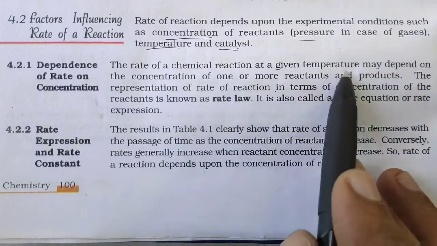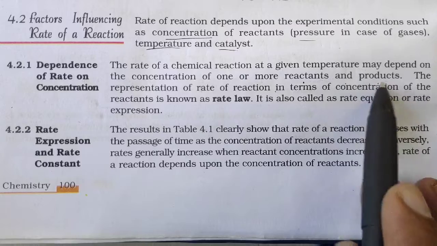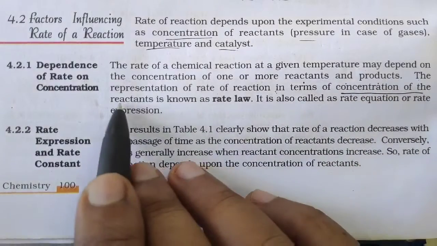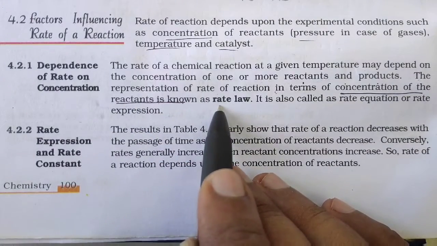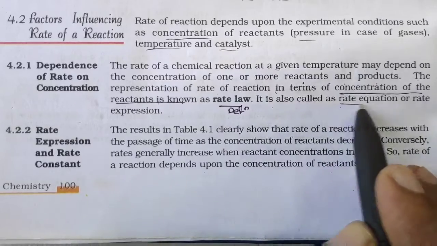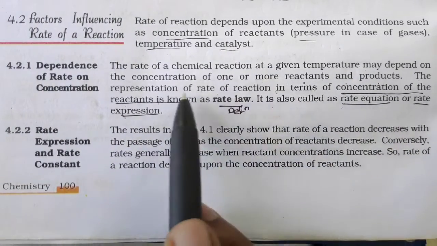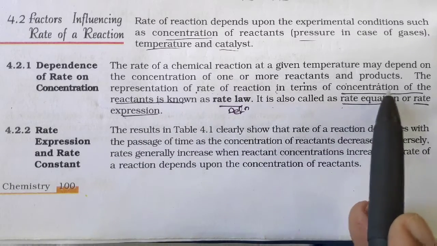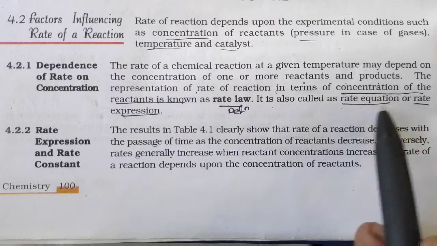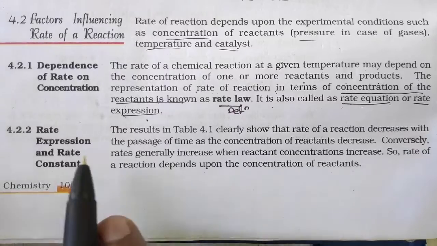The rate of chemical reaction at a given temperature may depend on the concentration of one or more reactant and product. The representation of rate of reaction in terms of reactant is known as rate law. This is the definition you have to write in your notebook, and it is also called rate equation or rate expression. Understood? So what is rate law? It is the representation of rate of reaction in terms of concentration of reactant, known as rate law, or also called rate equation or rate expression. Understood? Now in detail we are going to study rate expression.